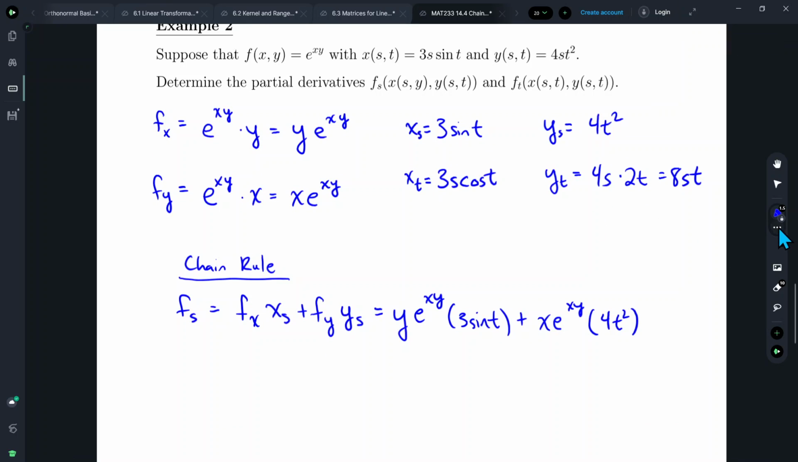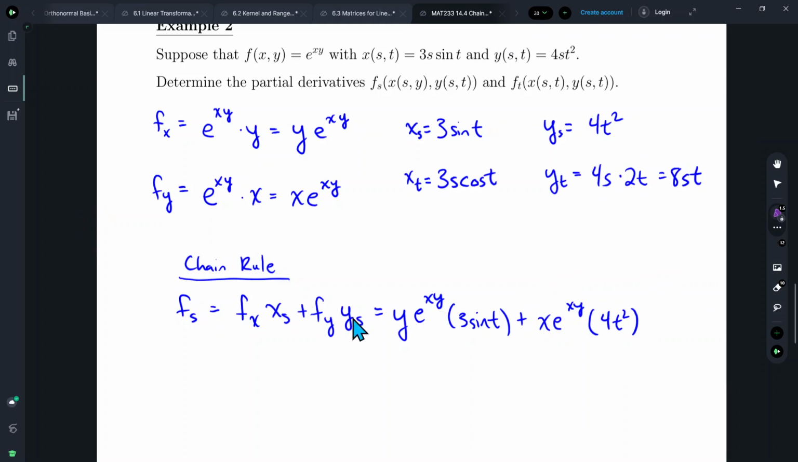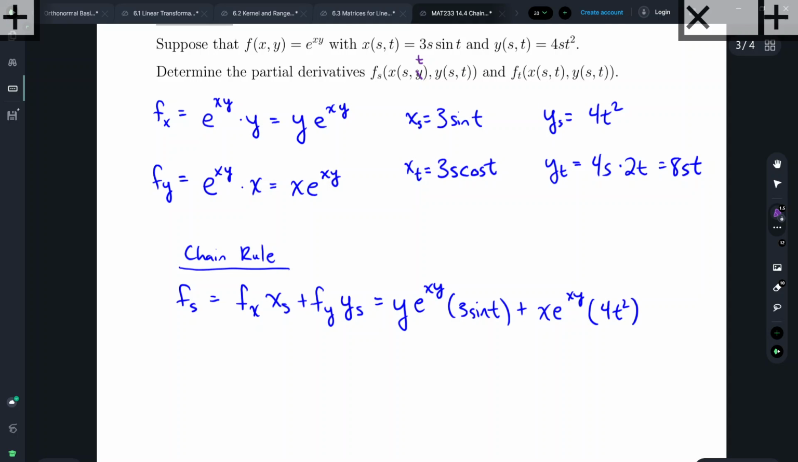Okay, so just like before, I still have the variables x and y floating around, so I want to write everything in terms of s and t. So I need to plug in x equal to 3s sine t, and y equal to 4st squared. We need to substitute that back in.